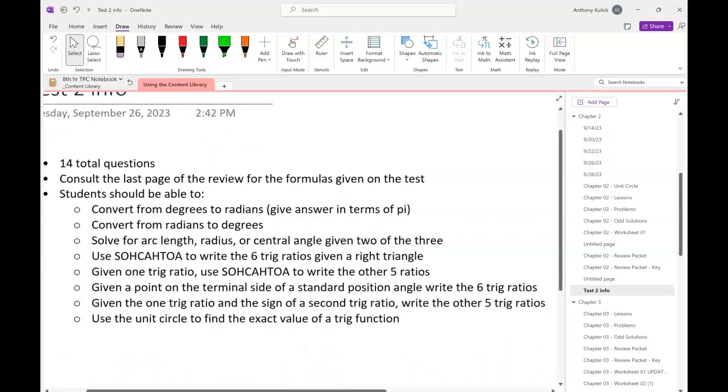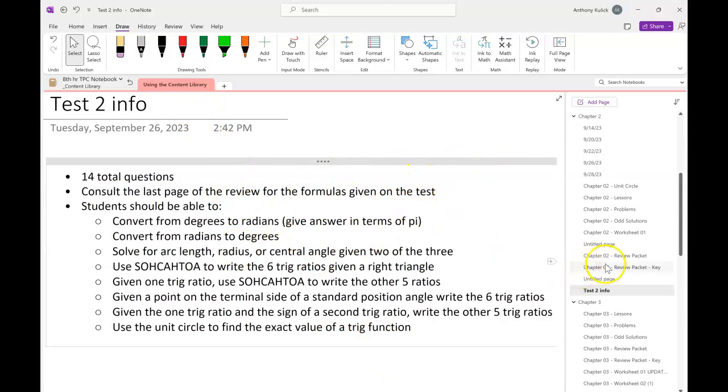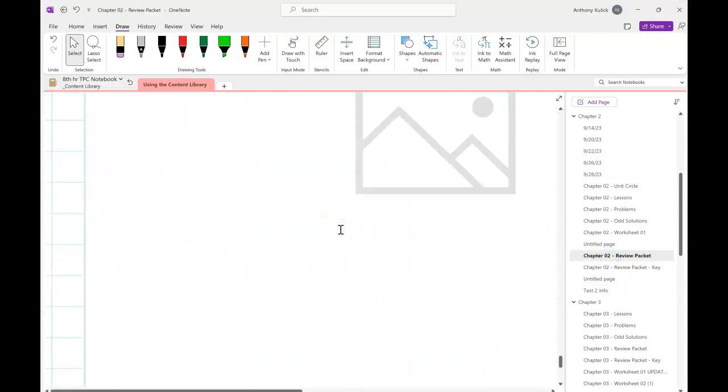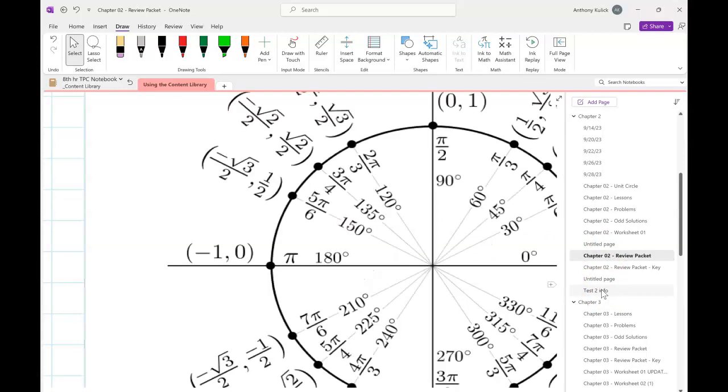So for test 2, there are 14 total questions. The last page of the review always gives you the formulas for the test. If I look at the last page of the review, it is the unit circle. So you'll get a unit circle on the test. You don't need to write your own unit circle on your half sheet or anything like that. I'll give it to you every time you need it. Okay?